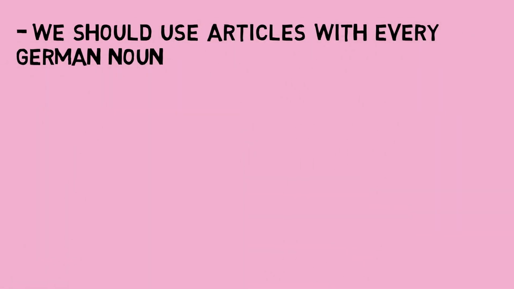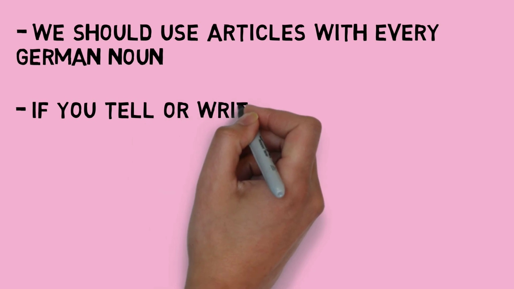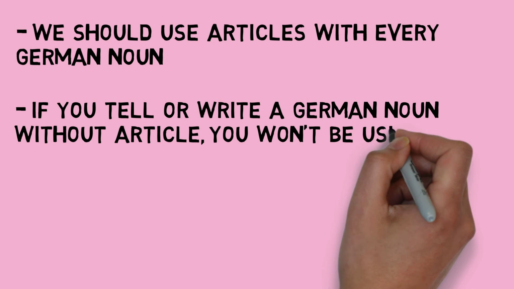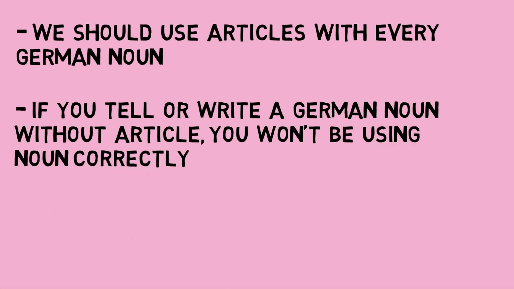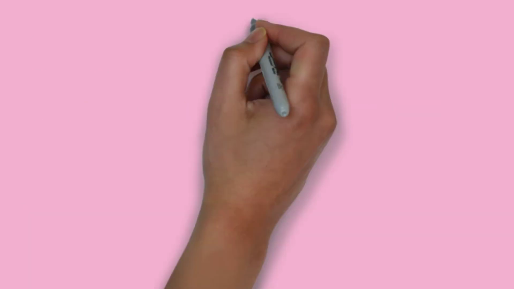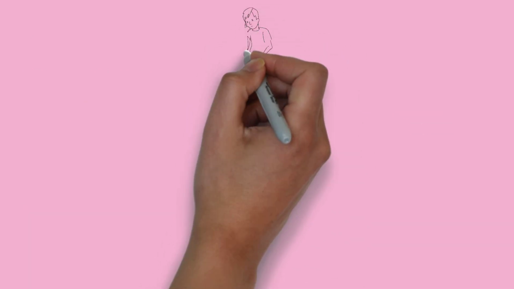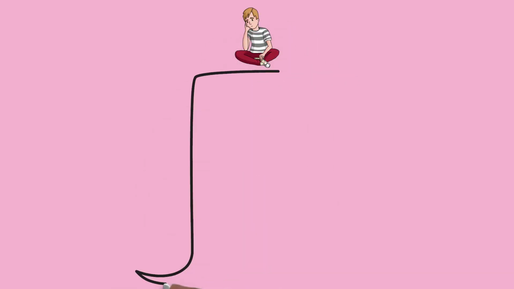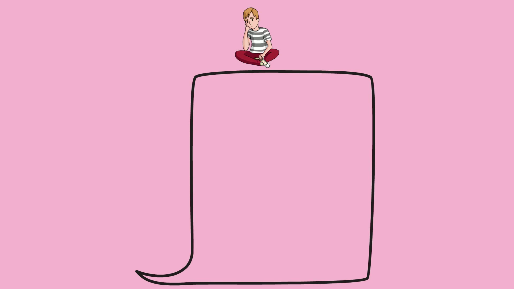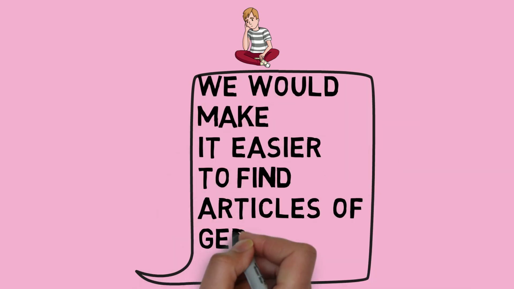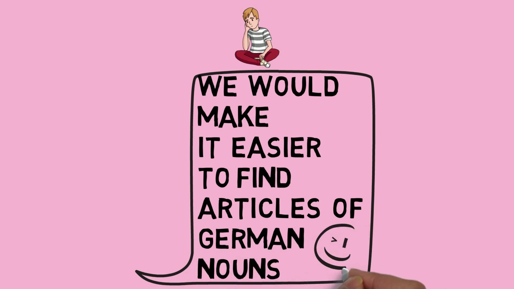So we should use articles with every German noun. If you tell or write a German noun without the article, you will not be using the noun correctly. So you have to remember the article of every German noun. At the beginning you may find it a little bit difficult to remember the articles of each and every noun, but we assure you that we would make it easier to find articles of German noun with our tips and tricks.